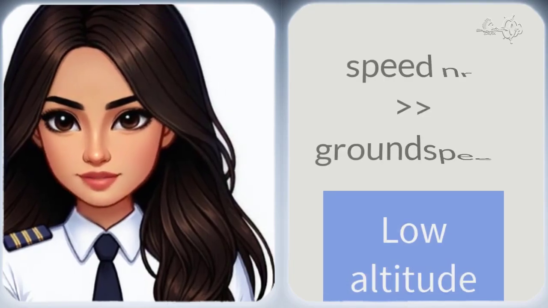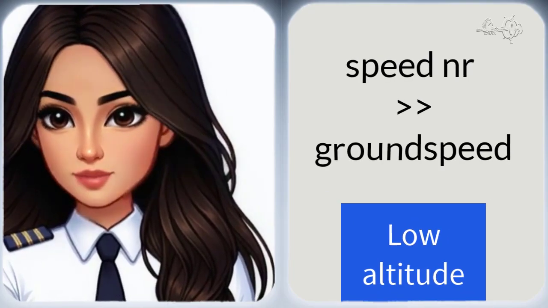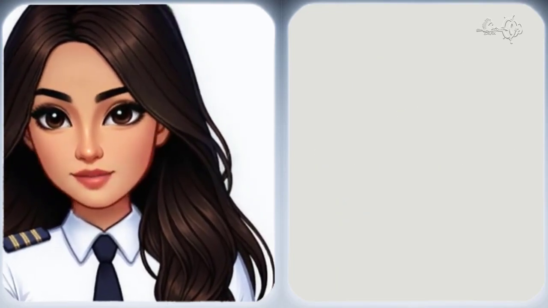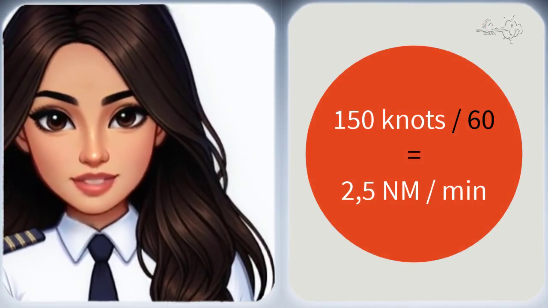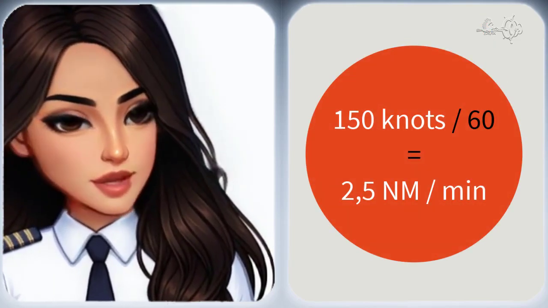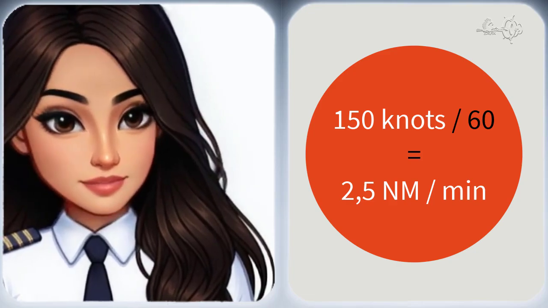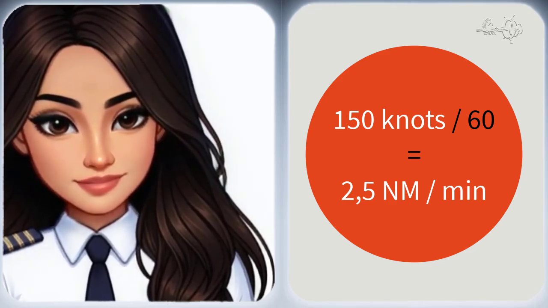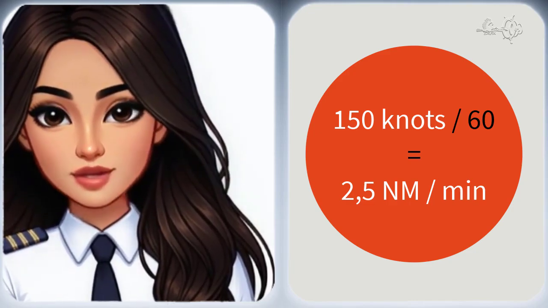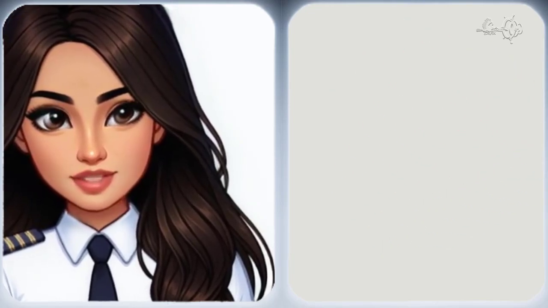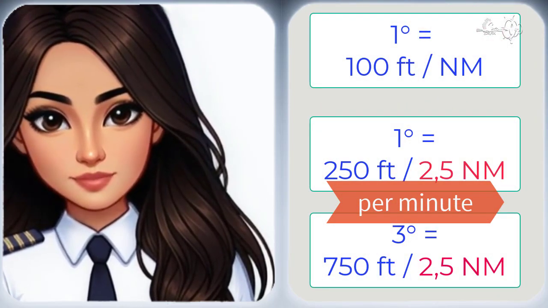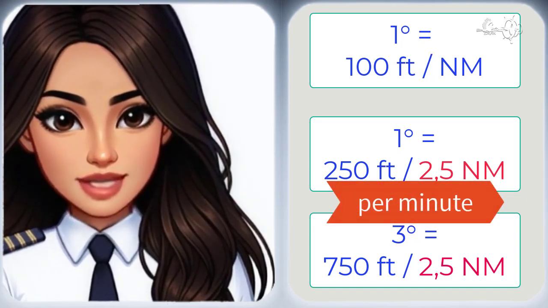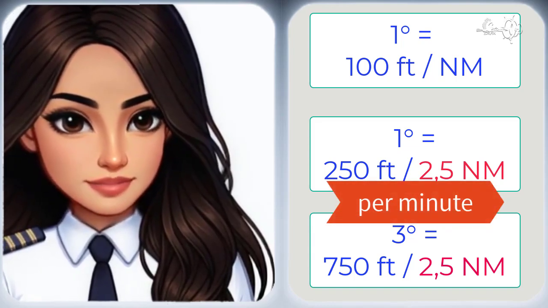See, at low altitudes, for example during approach, the speed number can be derived from the ground speed. Simply divide the ground speed, as found on the navigation display, by 60. For example, when the ground speed is 150 knots, the speed number is 150 divided by 60, or 2.5, meaning we fly at 2.5 nautical miles per minute. At this ground speed, descending on a 3-degree profile, we can deduce the vertical speed to be 3 times 250 feet per minute, or 750 feet per minute.